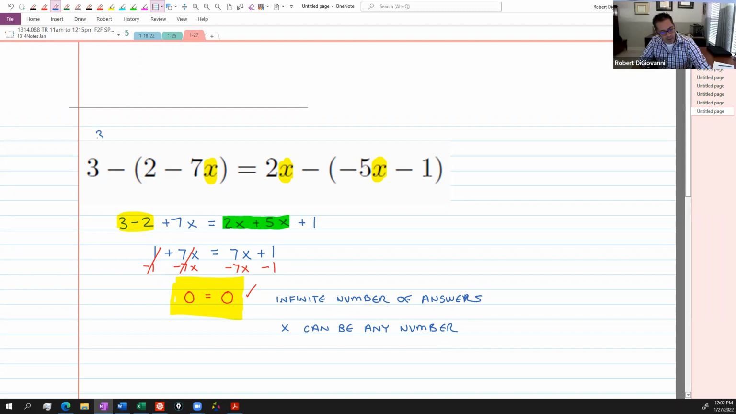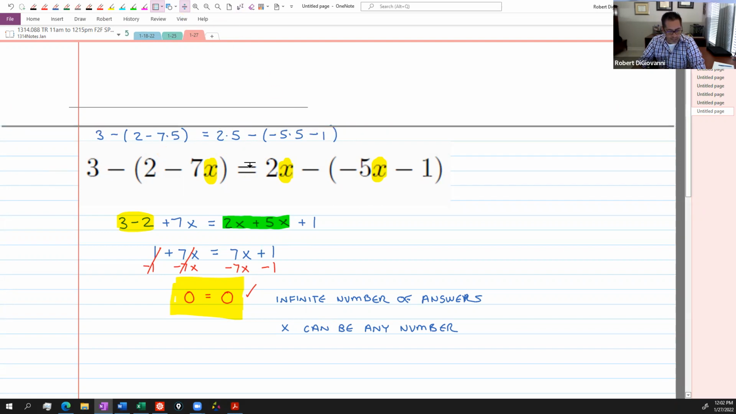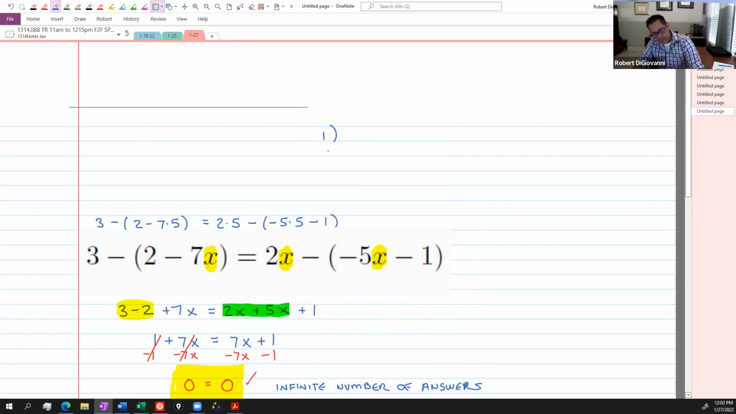If I go back up here and I write 3 minus 2 in parentheses, 2 minus 7 times 5, does that equal 2 times 5 minus -5 times 5 minus 1? Okay, so is this true? That's the question. We're saying, yes, it should be true. So I'm going to do this quickly because I don't have a whole lot of time. So when I do this, this becomes 3 minus, let's see, 7 times 5, that's 35. 2 take away 35 is -33. So I get 3 take away -33.